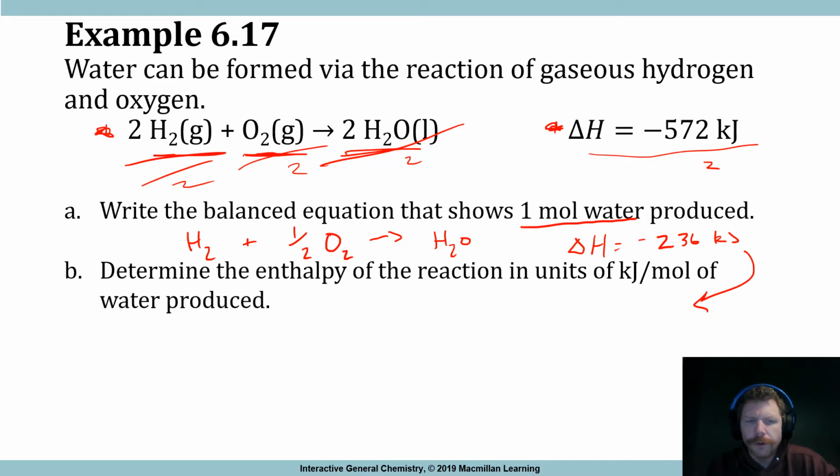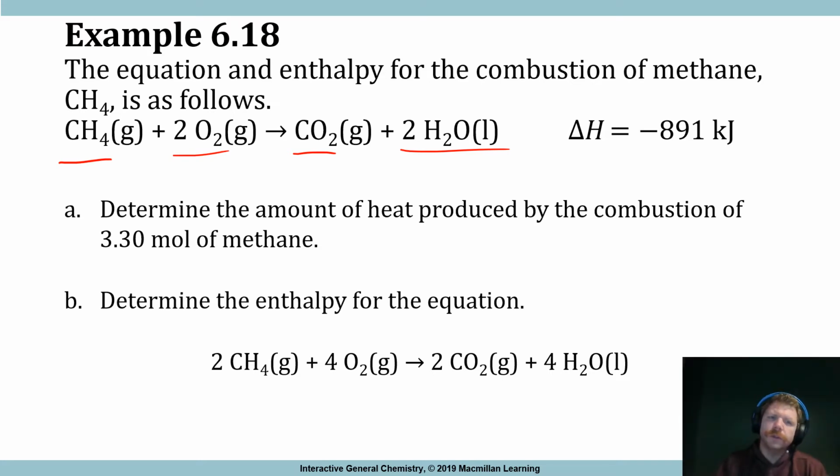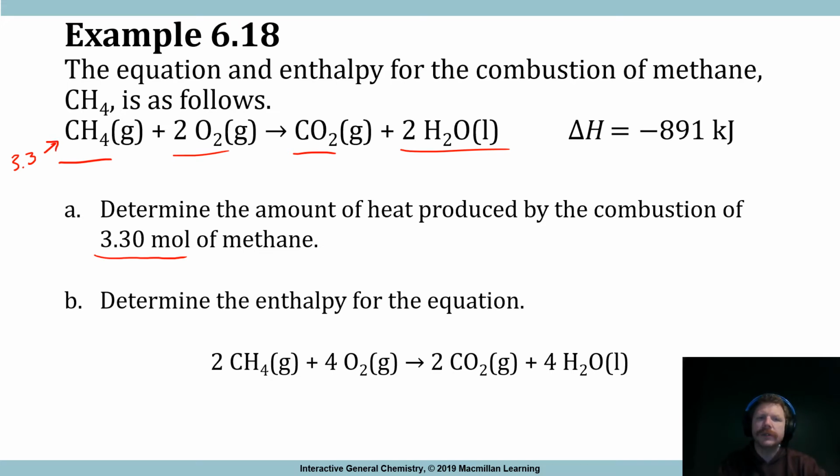I solved that before. Okay, another example of this, going in the opposite direction though. The equation in enthalpy for the combustion of methane, CH4, is as follows. CH4 reacts with 2 moles of O2 to produce CO2 and 2 H2O. That's going to produce negative 891 kilojoules. Determine the amount of heat produced by the combustion of 3.3 moles of methane. 3.3. Well, heck, you're just going to apply that to all of these. So this is going to be 3.3 moles of CH4, 6.6 of O2, 3.3 of CO2, and 6.6 of H2O.